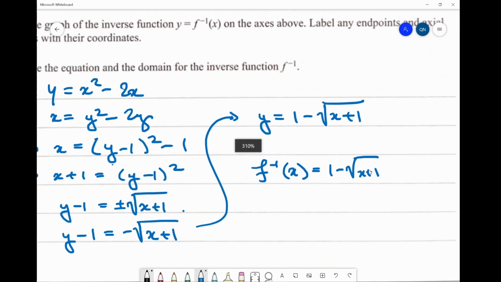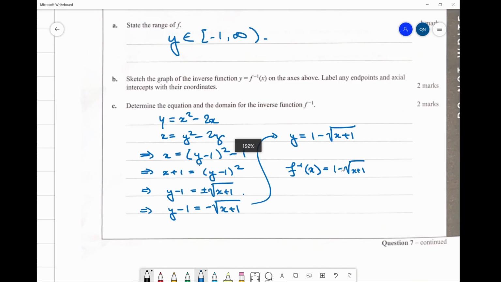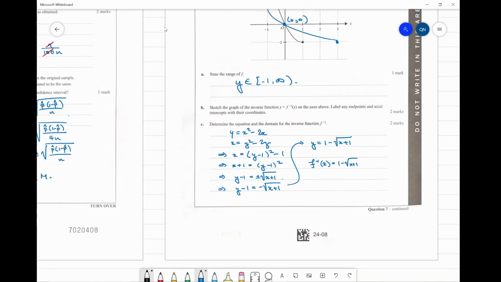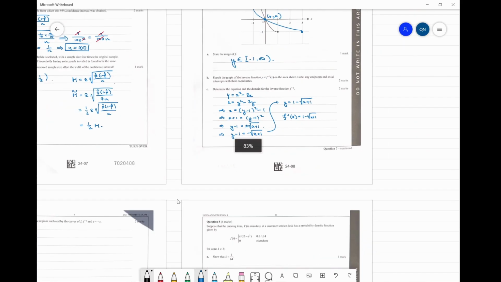The range of a square root is from 0 to infinity. You put a negative in front, so it goes from negative infinity to 0 now, and you add 1 to everything, so it's going to go from negative infinity up to 1. So that matches with the domain of the original function. So yeah, happy days. Okay, and I think there was an extra part as well.